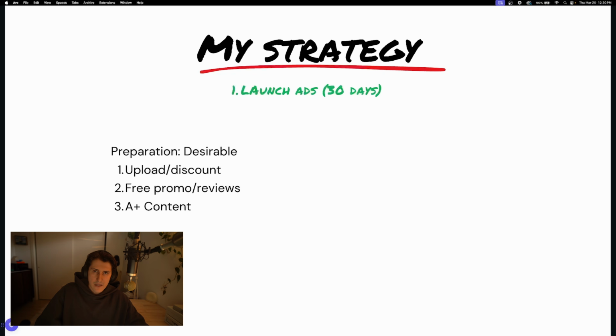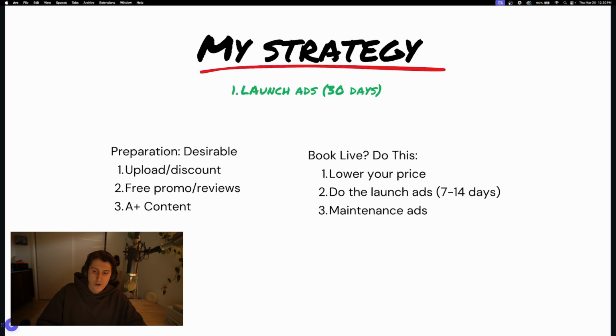So if your book is already live and you're looking to do this strategy anyway, just simply do this to your book. You want to, 1, lower your price. So lower your price down to $9.99 or anywhere from 30 to 50% of a discount, depending on what it's priced.